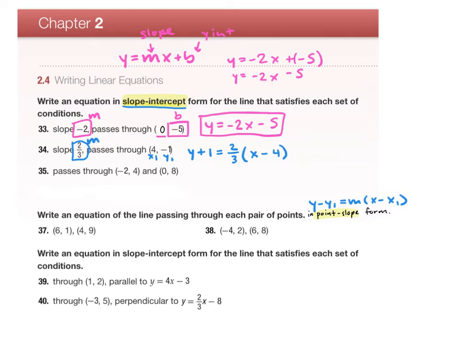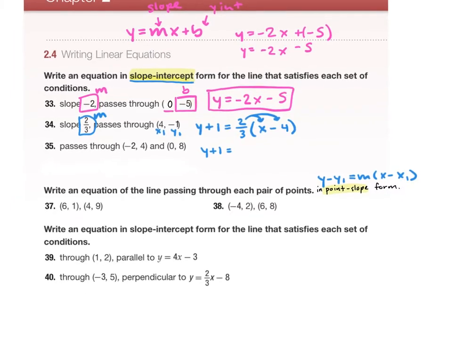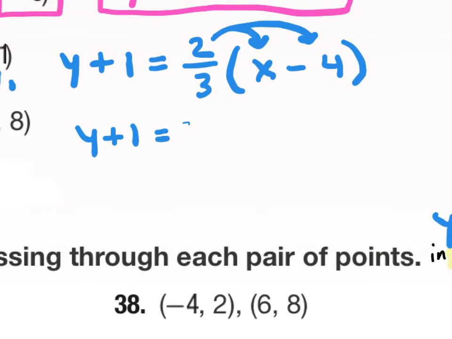But here, this is point slope form. We need to get it into slope intercept form. So what do we have to do first? We need to distribute. So we have y plus 1 is equal to 2/3 x minus 2/3 times 4.